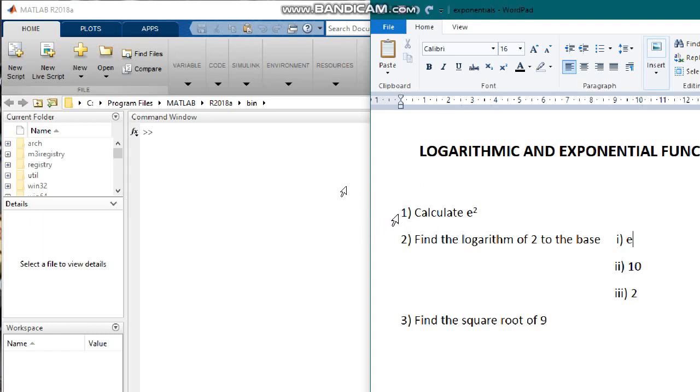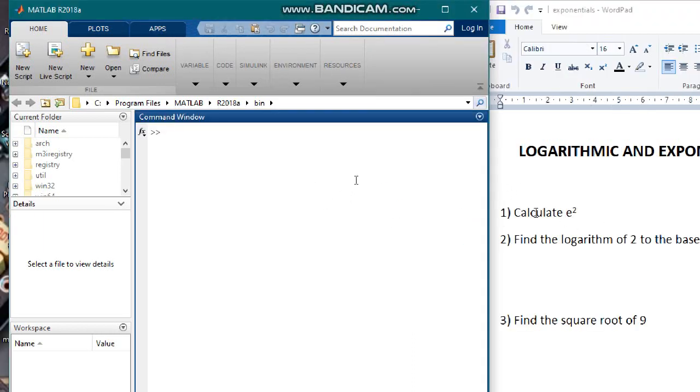So for the first example, we have been asked to calculate e raised to the power 2. So as a mathematician, you know that e means the natural number, which is approximately 2.71. So if we want to write this in MATLAB, we simply type in exp, then we put in bracket 2. This simply means e raised to the power 2. Then if we hit enter, we are going to see that our answer is 7.3891. So that is the exponential.